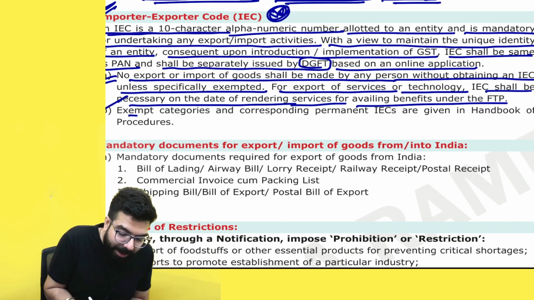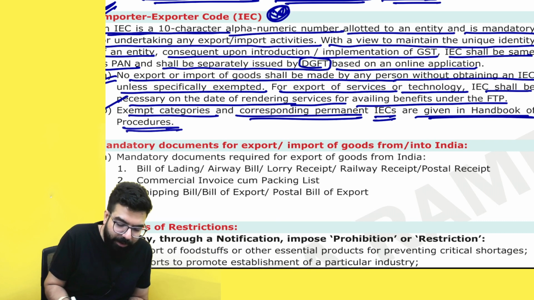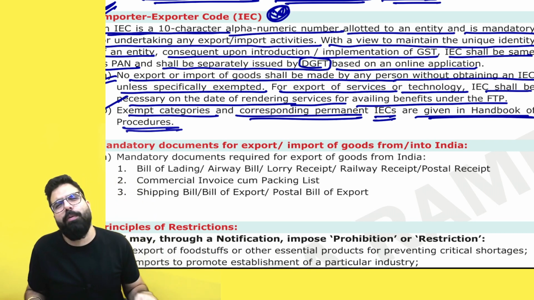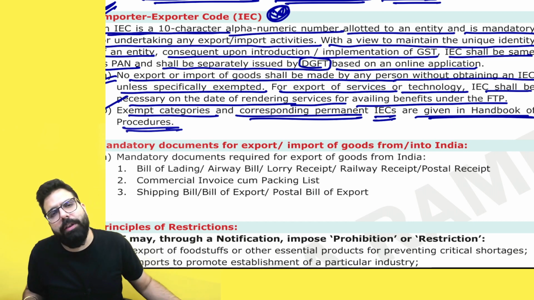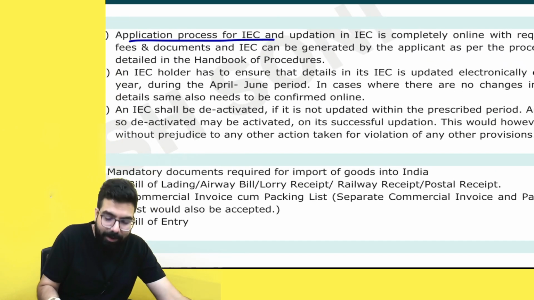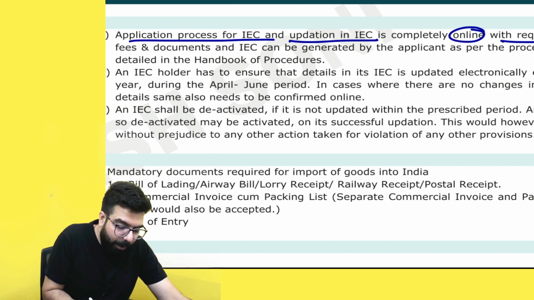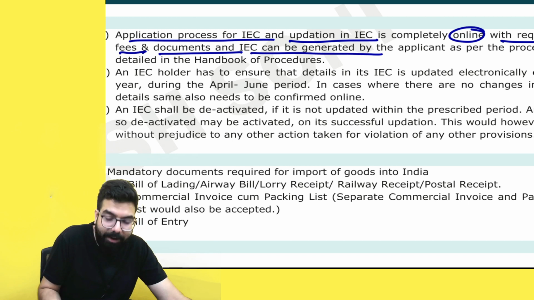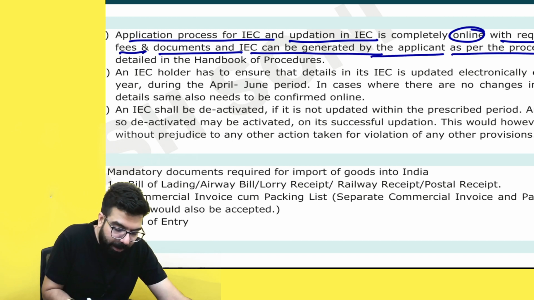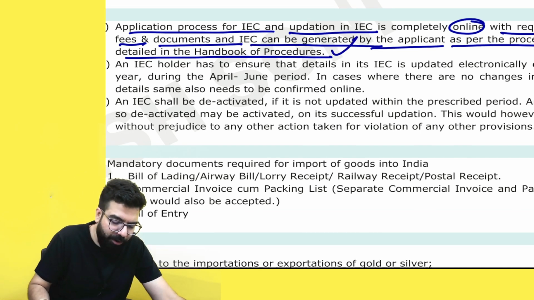The next one: exempt categories and corresponding permanent IECs are given in the Handbook of Procedure. They have told what are the categories which will be exempted from obtaining the IEC code, etc., in the Handbook of Procedure. Okay, sir. The application process for IEC and updation of IEC is completely online. I have just now shown it to you with the requisite fees and documents, and the IEC should always be generated by an applicant as per the procedure told in the Handbook of Procedure.